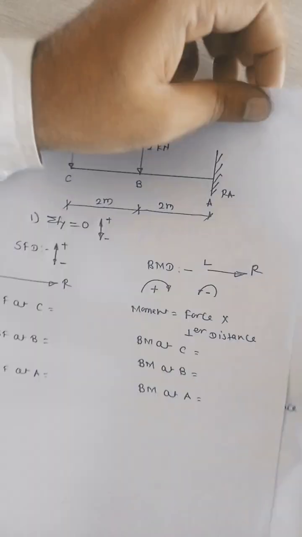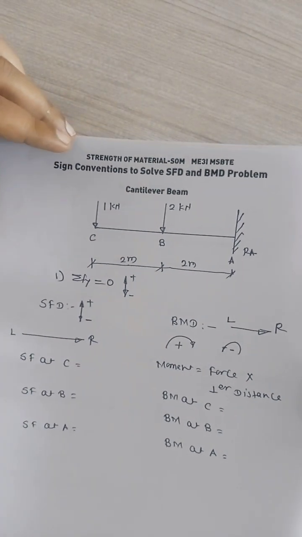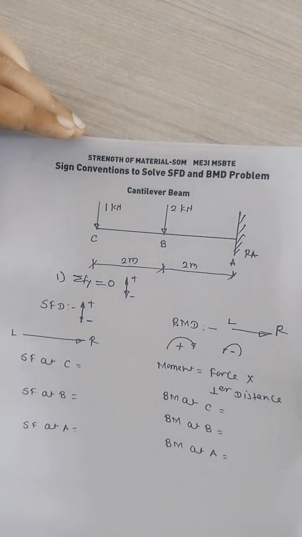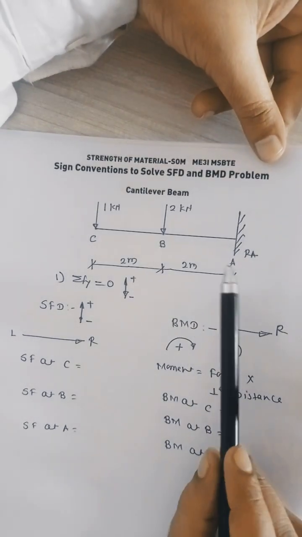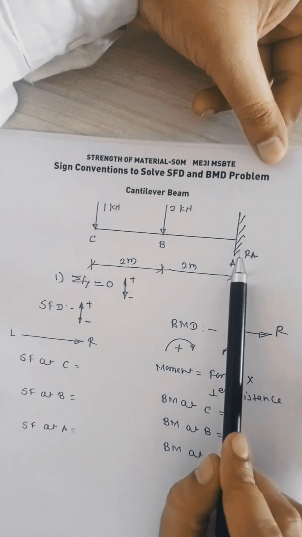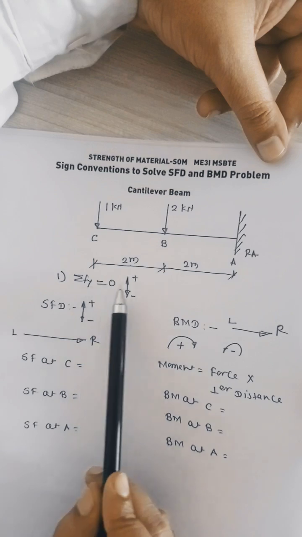Next will be this position of the cantilever beam. Here we use the same sign convention that we used previously in the simply supported beam. Here also one support is there, so the reaction RA will be generated. So one unknown is there, and one analytical condition we have to reach.